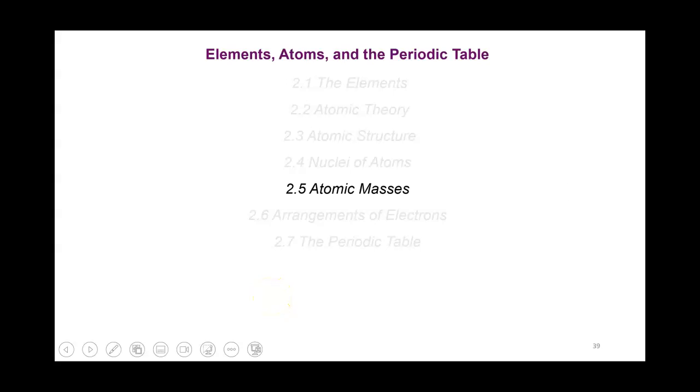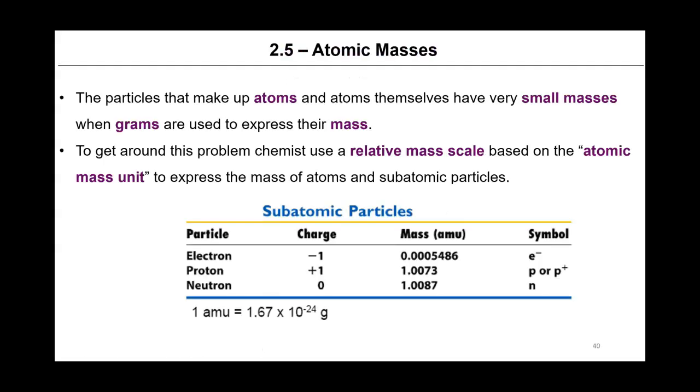Section 2.5 is concerned with the calculation of atomic masses. It's important to realize that the particles that make up atoms, and atoms themselves, have very small masses when their masses are expressed in grams. To get around this problem, chemists have developed a relative mass scale based on the atomic mass unit, or what we call AMUs. And 1 AMU is equal to 1.67 by 10 to the minus 24 grams.